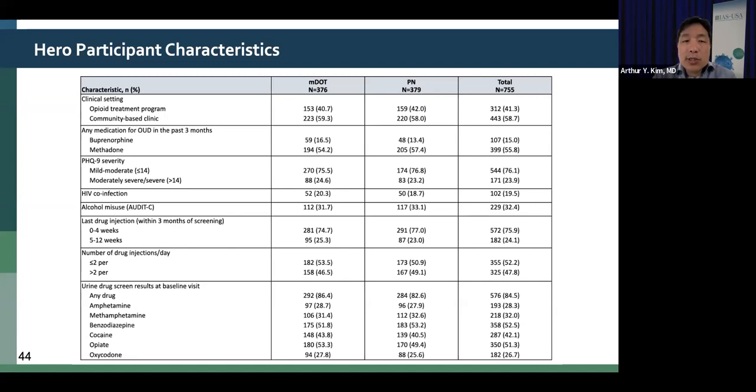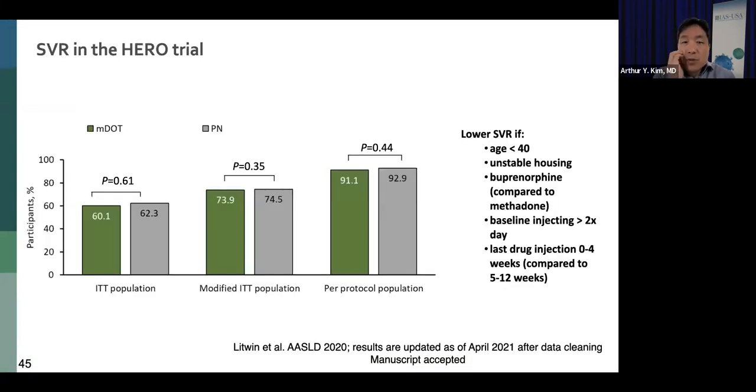And so a good proportion of HIV-positive individuals, and alcohol misuse was actually quite high. So another counseling point. So just picture this high-risk population with a number of drug injections per day, pretty dense, as well as the majority of individuals having injected within the last 4 weeks. And their tox screens were positive, as one might expect.